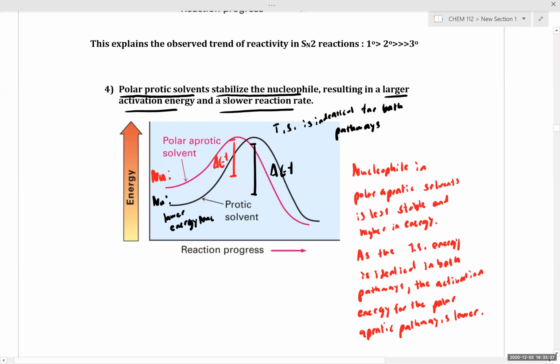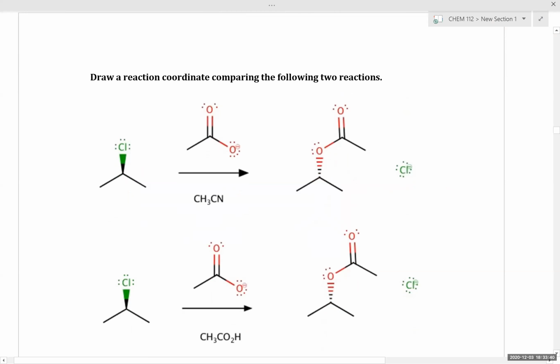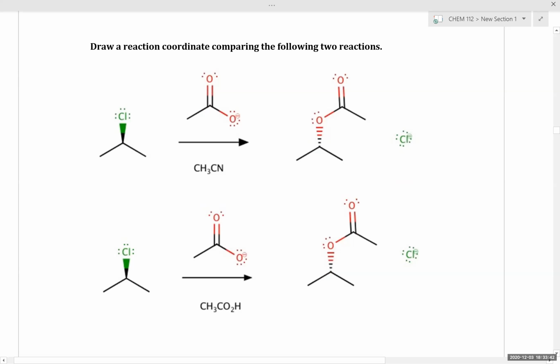Okay, so let's keep going with this, and let's look at an example. In this case, we're asked to draw a reaction coordinate comparing the following two reactions. When you look at these pairs of reactions, it's important to think to yourself, what is different? Let's take a look at this over a minute, and I'd like you to tell me what is different between these two reaction pathways?